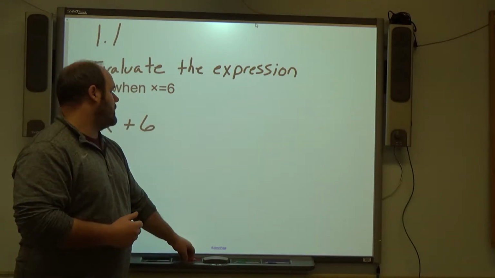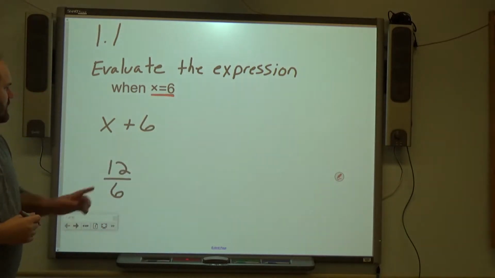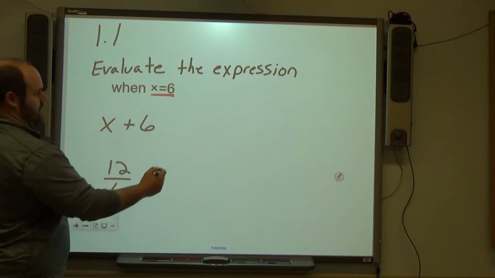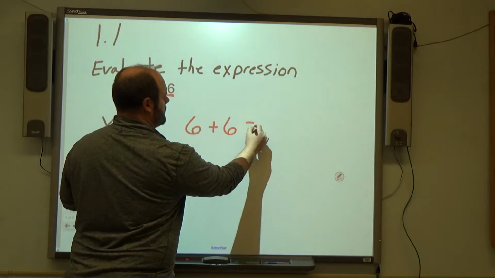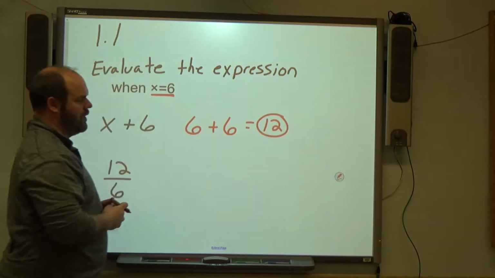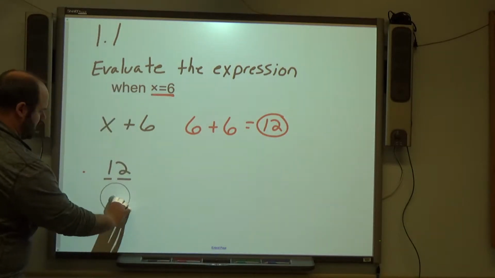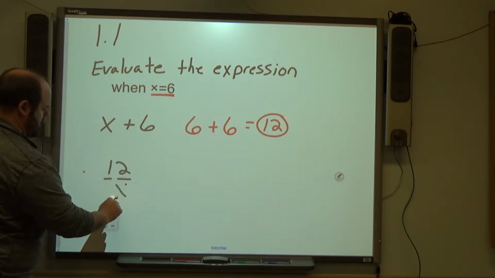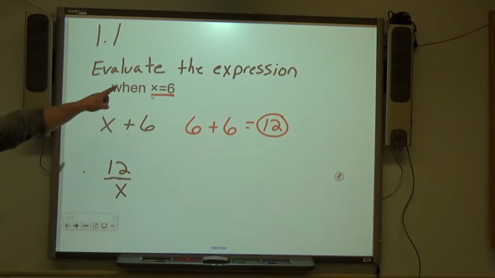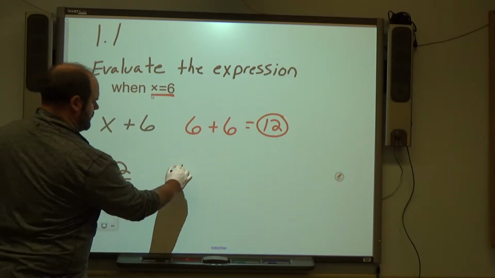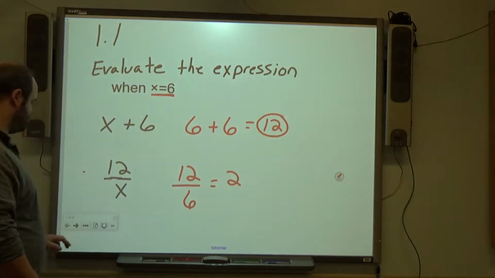It is an expression because there is not an equal sign. Okay? So what we are going to end up doing here is it's telling us x equals 6. So every time we see an x, we're going to plug 6 in. So this problem is going to read 6 plus 6, which equals 12. Down here, I have a small mistake. I'm going to erase that and put your x in there. So it's 12 divided by x, and x is 6, so we are going to go 12 divided by 6, which is 2.